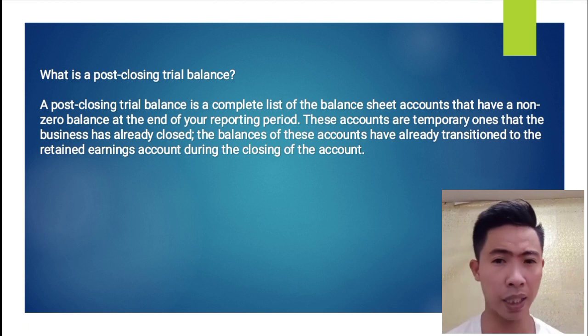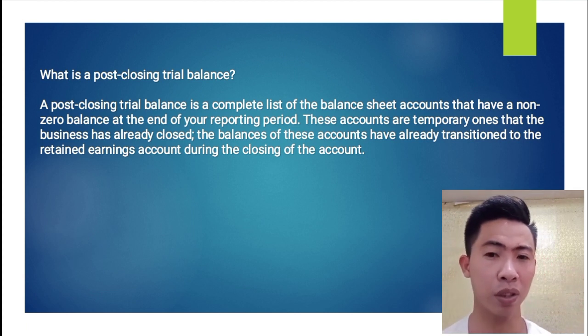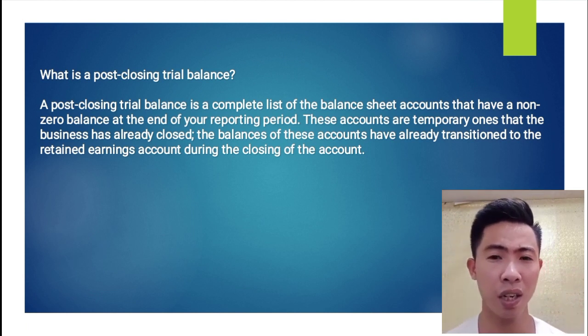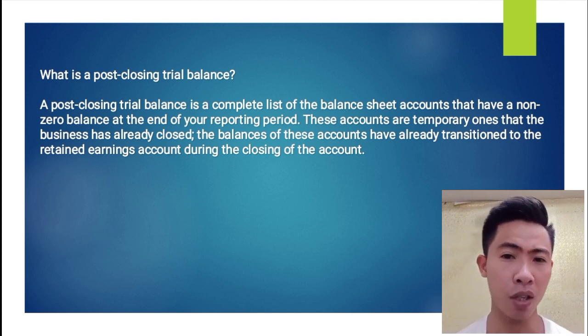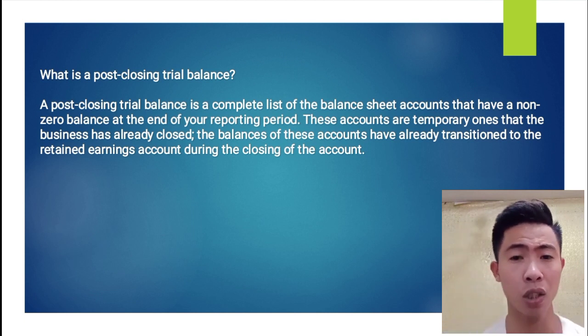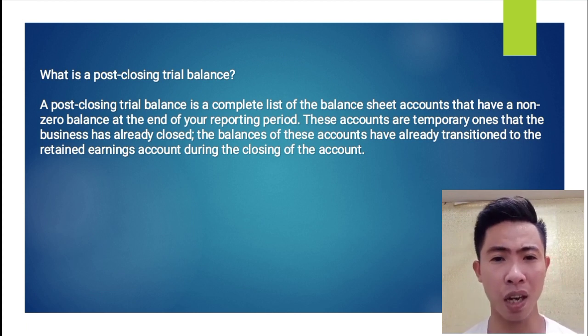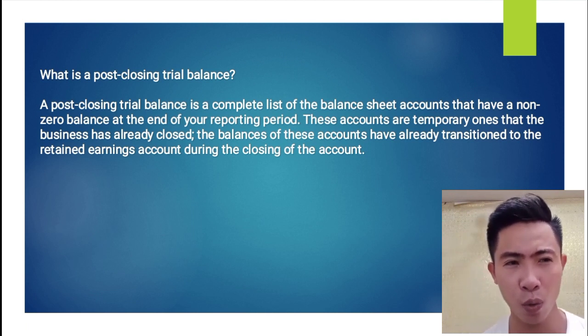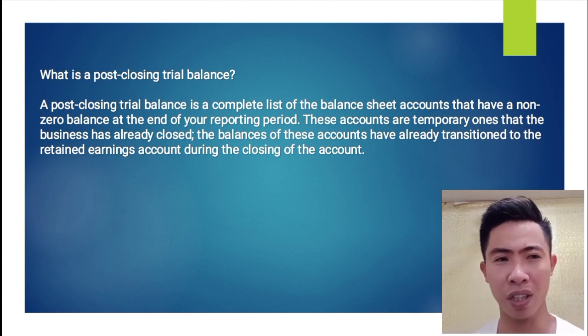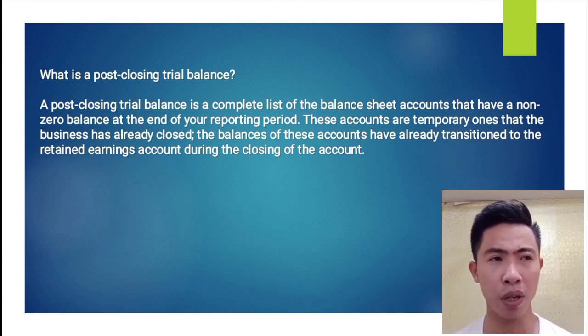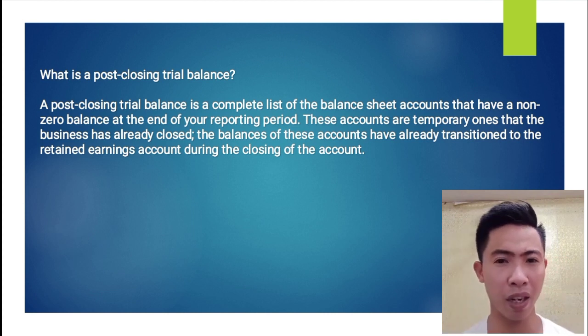So this is called the final trial balance because it is the complete list of the balance sheet accounts, the last accounts, and it says that these accounts are temporary ones. So what does temporary mean? Temporary because it will only be for a one year period, and after one year it will be closed so that a new one can start.